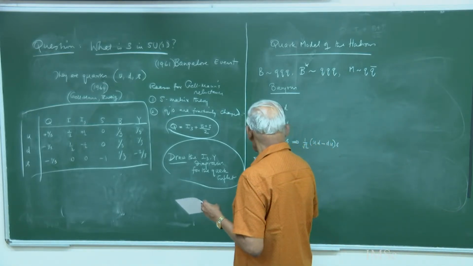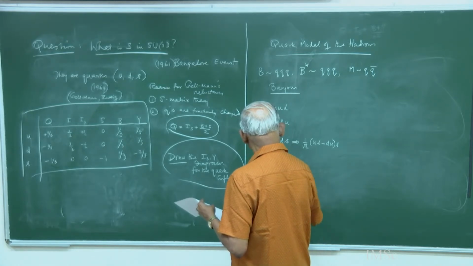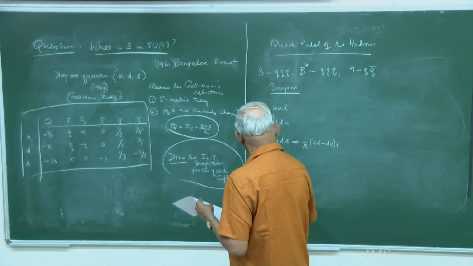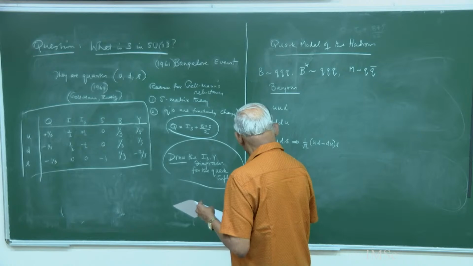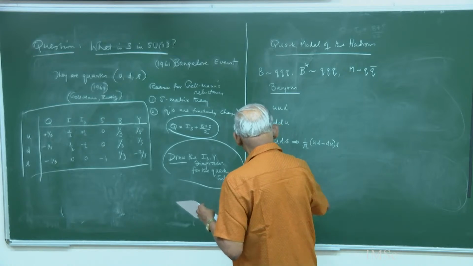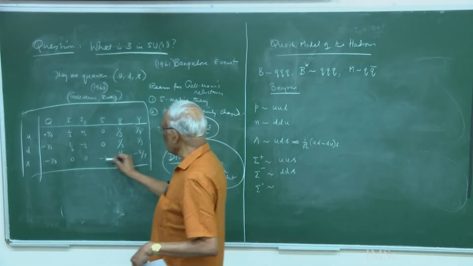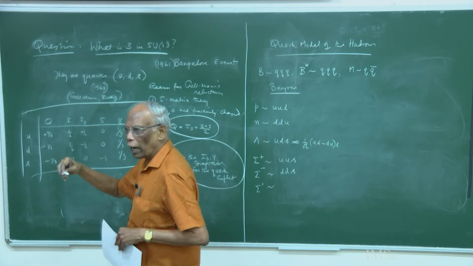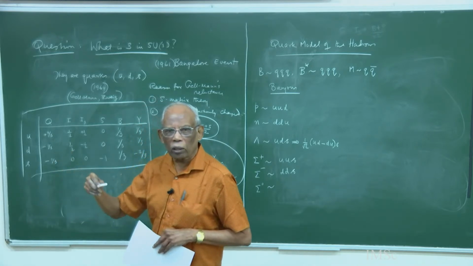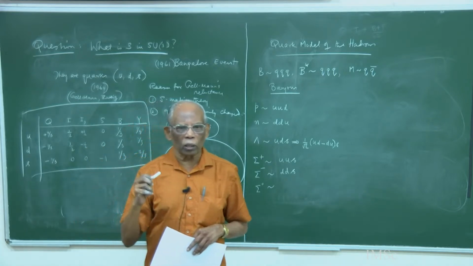Sigma plus, UUS. Sigma minus, DDS. Sigma 0. As far as the additive quantum numbers are concerned, all these are additive quantum numbers except for I. I is a vector quantity, so it is vector addition. The coupling of angular momenta, you have to bring it to your mind. Angular momentum theory in quantum mechanics.